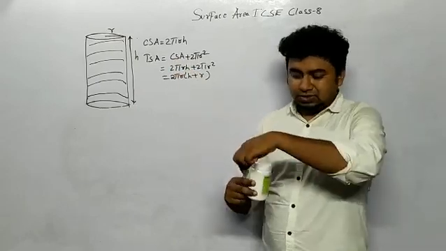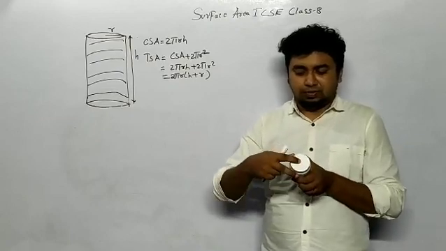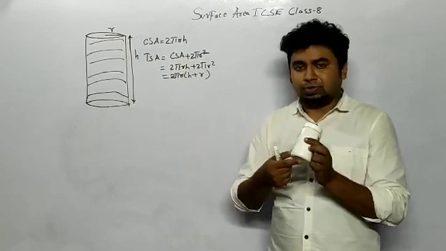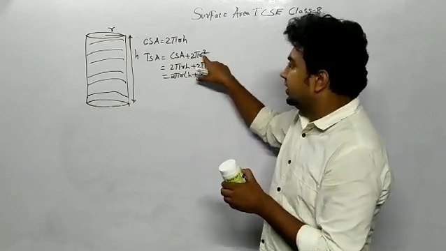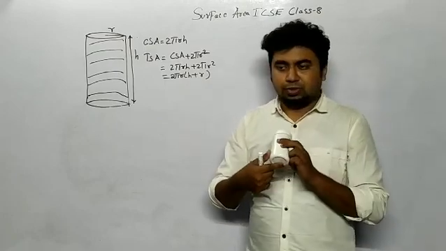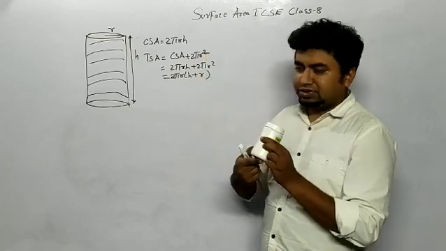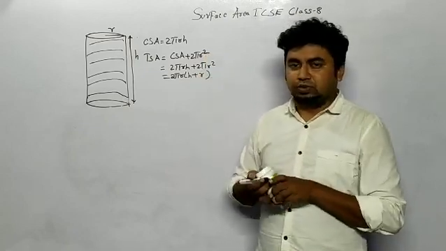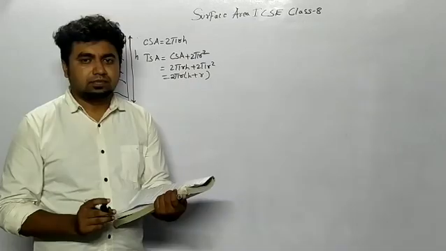Curved surface area means this rounded part. The top part and the bottom part we can see as circular parts. That's why I am writing the circular area as pi r square. Two areas are there, one top area and one bottom area, so pi r square plus pi r square means 2 pi r square. Now we are going to solve some questions related to it.